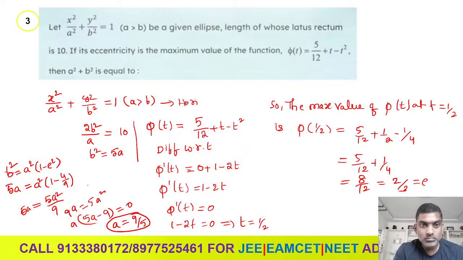One second. Here 5 and 5 get cancelled, right? Only a square will be left, means this is a. So what is the value of a? A is only 9. A value is 9. When a value is 9, b square is equal to 5 times 9, that is 45. So they are asking us a square plus b square. Then a square plus b square is equal to 81 plus 45. This is 126. Okay, no? A square plus b square is equal to 126.